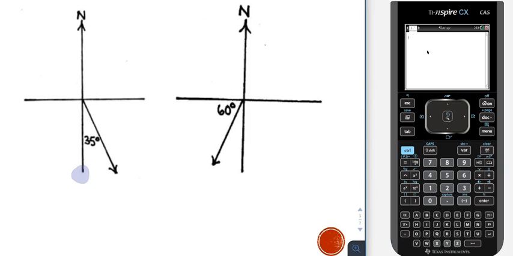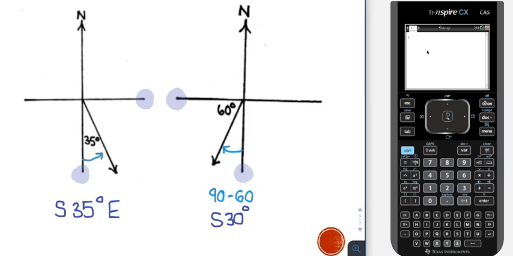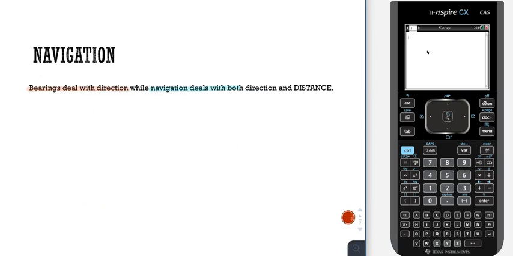Next example, I'm no longer looking north, I'm more southward, so south, and I'm also heading towards the east direction, so southeast, and I'm 35 degrees from that north-south line. So 35 is my degree. So south 35 degrees east. My next question, I am southward and I'm heading towards west. I need to know how far from the line I am. I am 30 degrees from the line. So this is going to be south 30 degrees west.